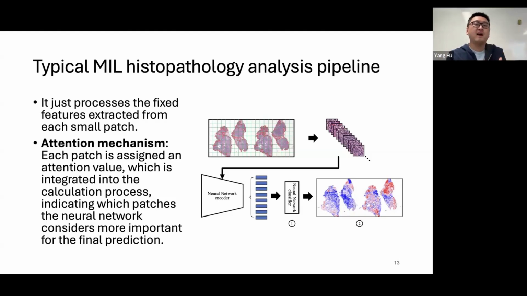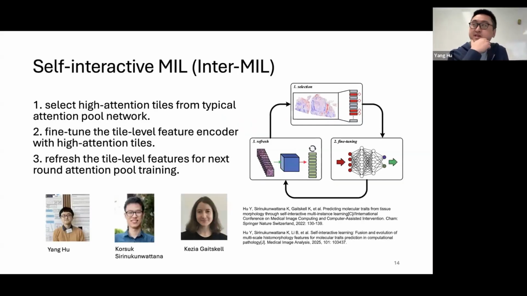But that relies on a large amount of data. If we don't have a large amount of data, even if we use a very slight network as the aggregator, we cannot achieve very good generalization. And we cannot further optimize the high-level features anymore. There's no chance to further optimize them. So that's why we propose a very tricky one, self-interactive multi-instance learning, called interML.